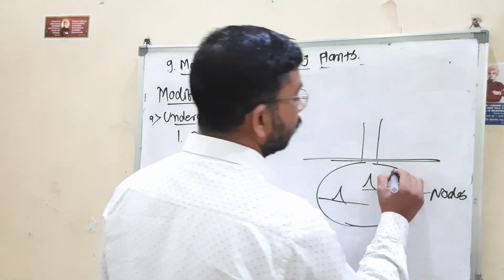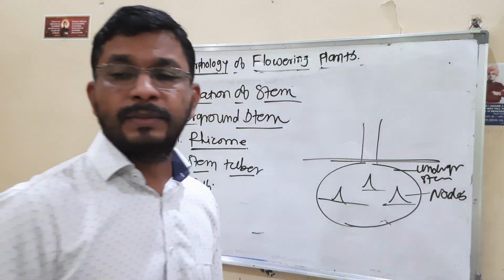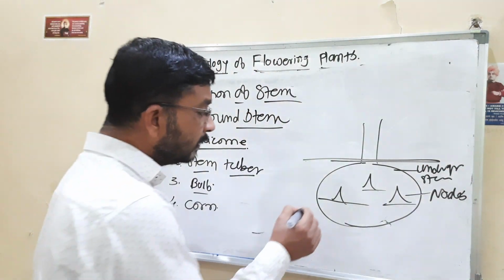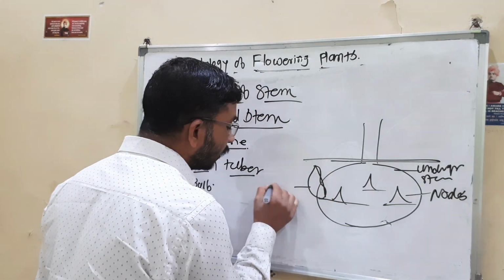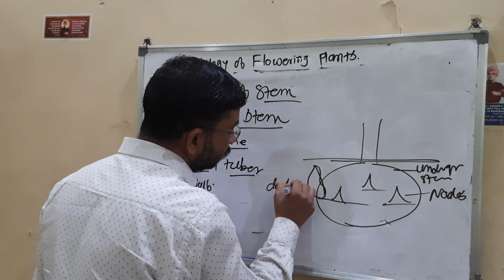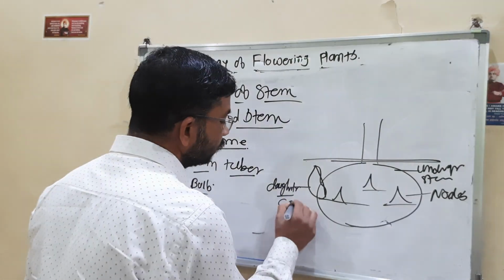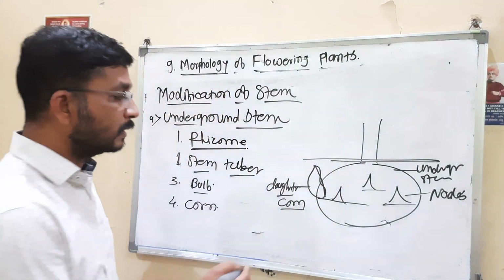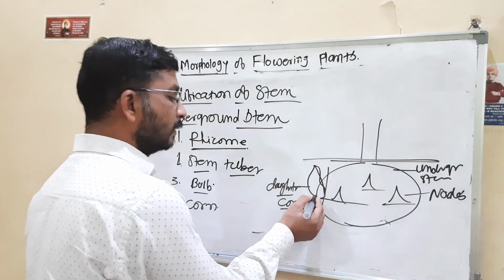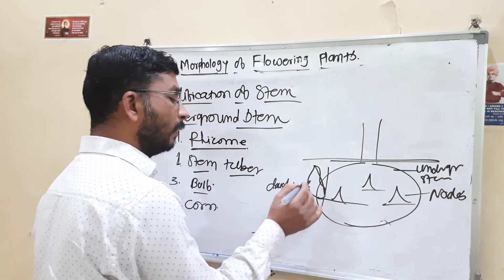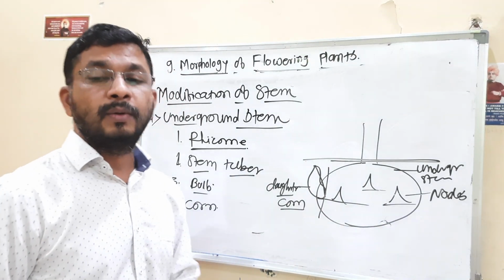Okay, then this is called an underground stem. Then from this we found this kind of structures. They are called daughter corm. Why do we call it daughter corm? Because this corm breaks from here, and from that, this corm has the ability to produce this kind of structure. That's why we call it the daughter corm.